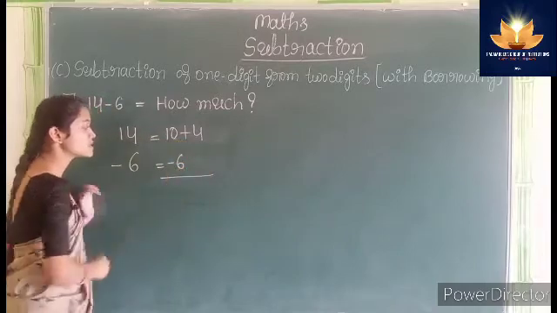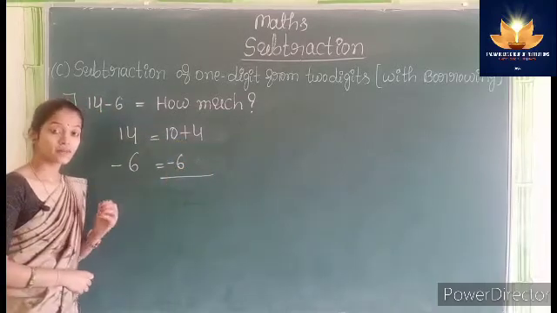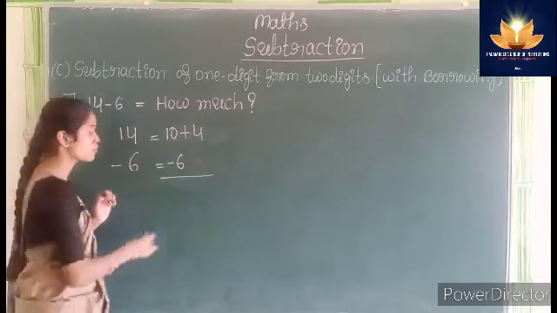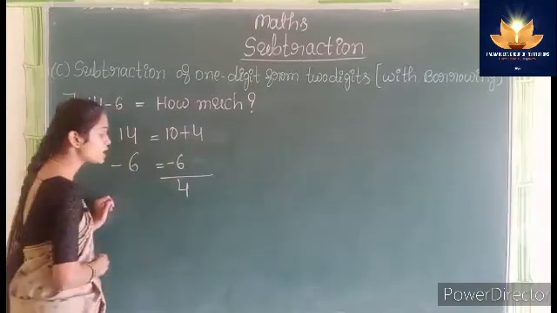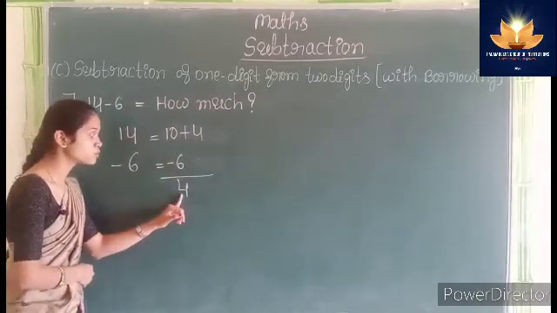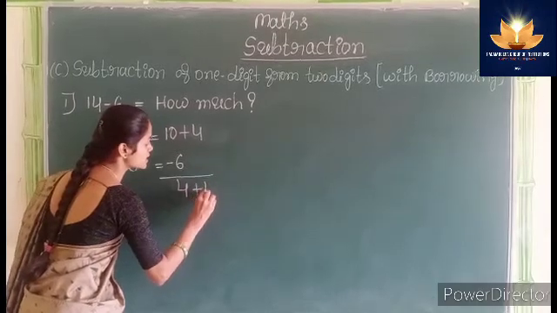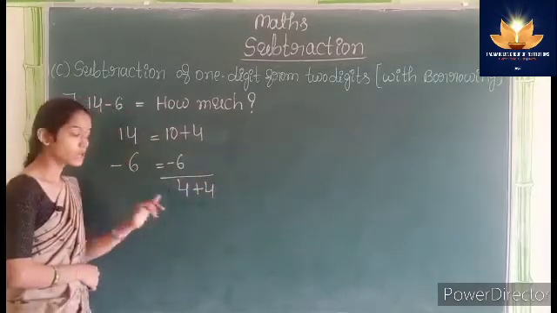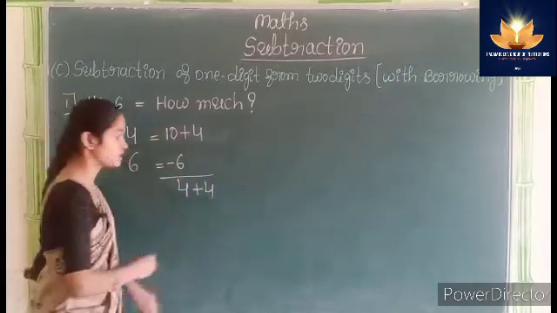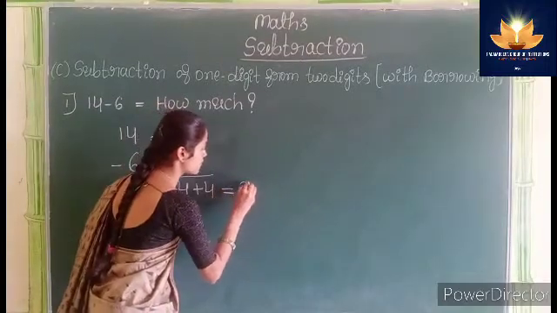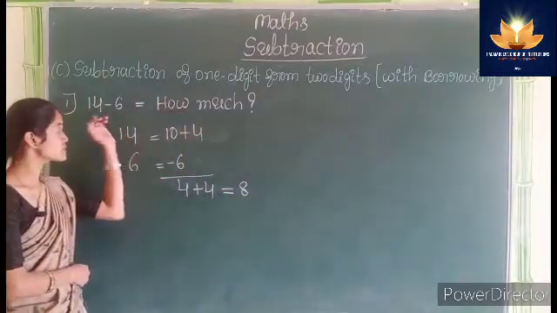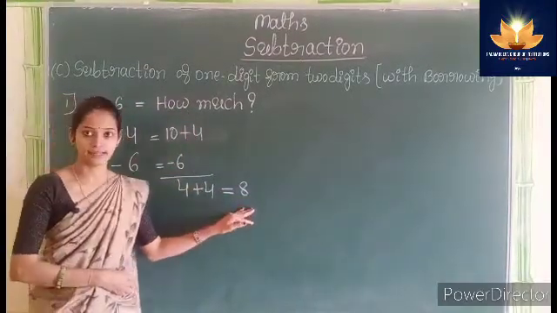10 minus 6, how much students? 10 minus 6, that is 4. And we have to add this 4 to the 4 that is in the 1's place. Okay, 4 plus 4, that is 8. When we subtract 6 from this 14, we get 8.